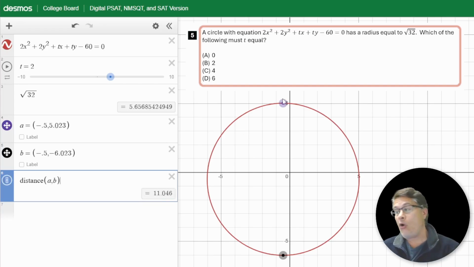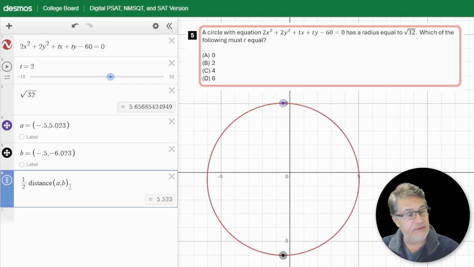However, that's the whole distance from the purple dot to the black dot at the bottom. So what do we need to do? Obviously divide that by 2. So I'm just going to put a 1/2 in front of the distance formula. 5.523, is that the right answer? No, sadly it's not, because we're trying to get it to match what I wrote in line 3 of square root of 32. That's the radius we're trying to get, okay?